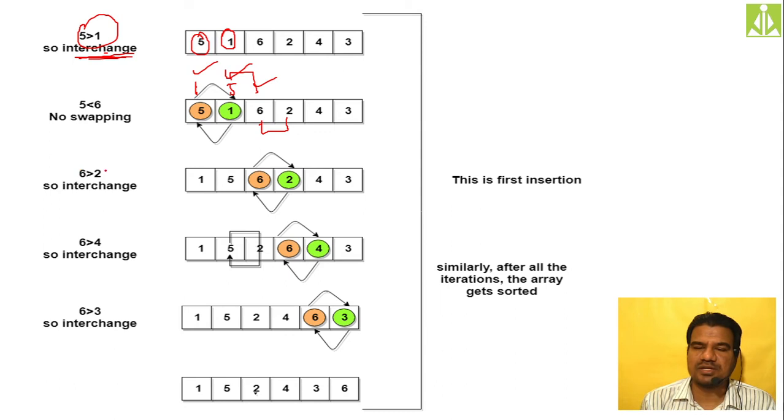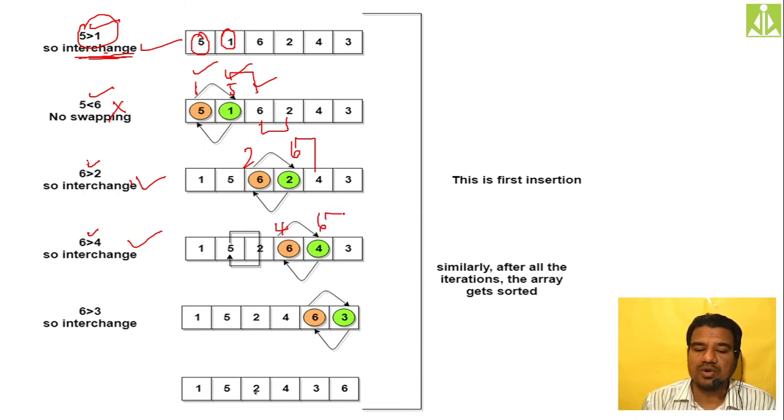As 6 is greater than 2, we have to perform a swap. Whenever there is less than, don't perform any swapping. Whenever there is greater than, simply perform swapping. Here also it is greater, as you can see from the symbol, so we need to perform swapping. So now we shift 6 here, 2 will come over here. Then immediately do the comparison between 6 and 4. As 6 is greater, do the interchange once again. So 4 will come over here, 6 will go over here.